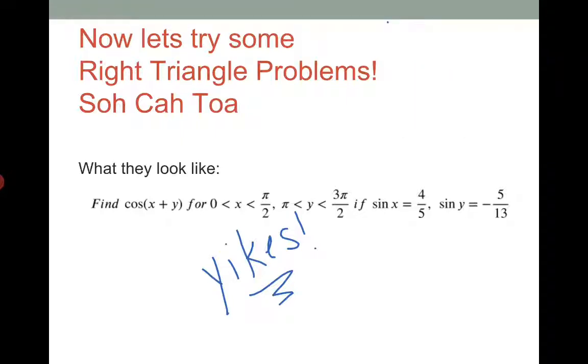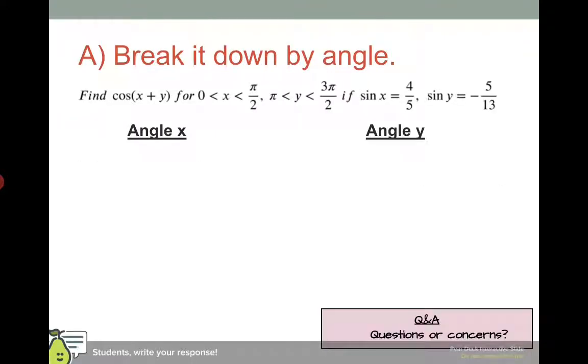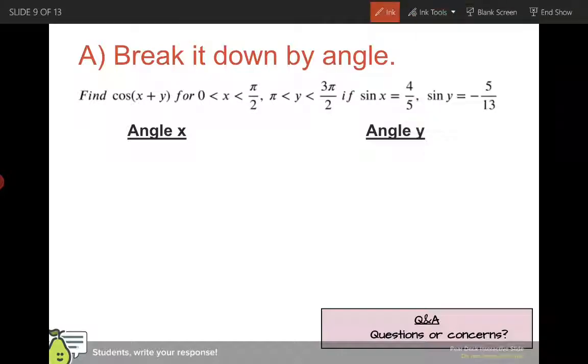So when I'm solving these problems, I always have 2 steps. First step, simplify all your information. Organize it. Second step, use the sum and difference identities. So that's the first thing we're going to do. Break it down by angle measure. So the first thing I want to talk about is angle x.